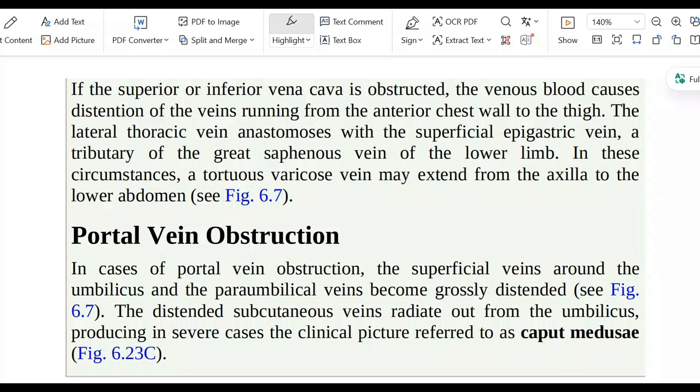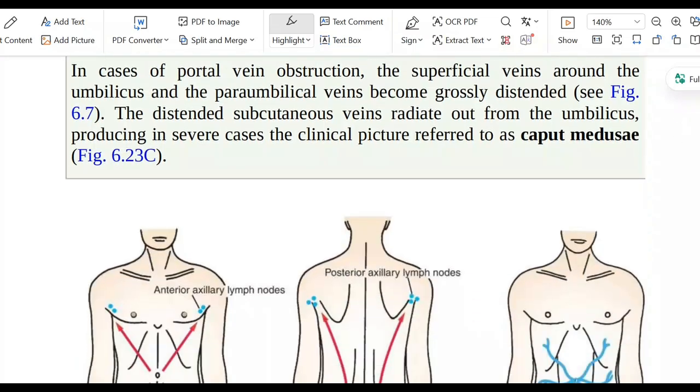Now what is caput medusae? The second question can be this. The answer is, caput medusae is the radiating dilatation of the superficial veins around the umbilicus due to portal hypertension, that is commonly caused by liver cirrhosis. Here, this is the caput medusae.